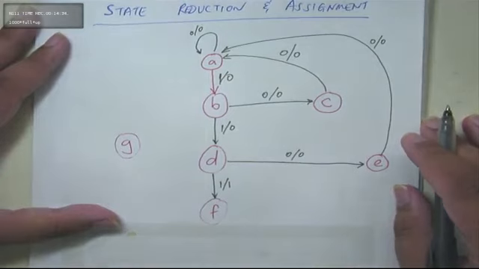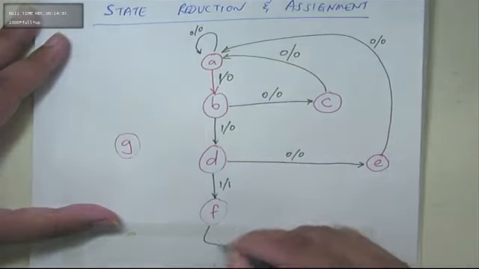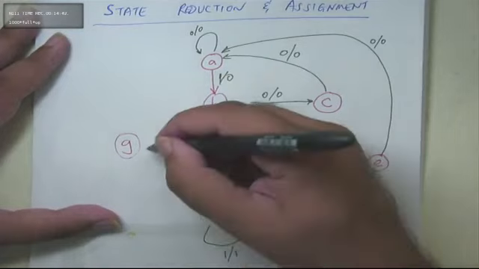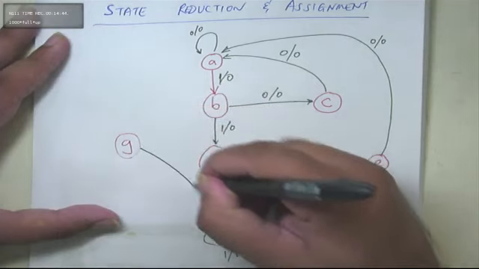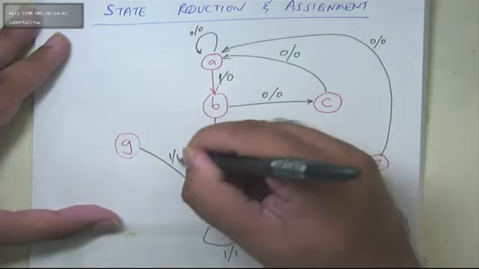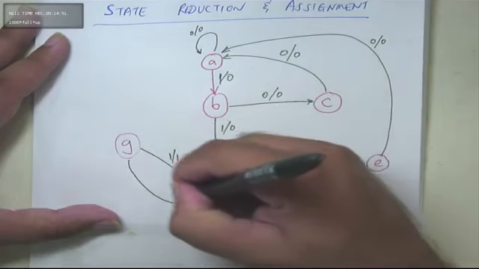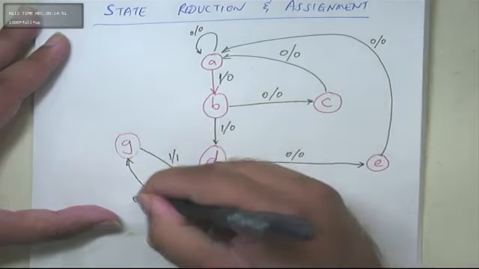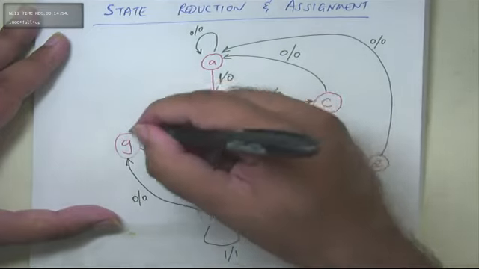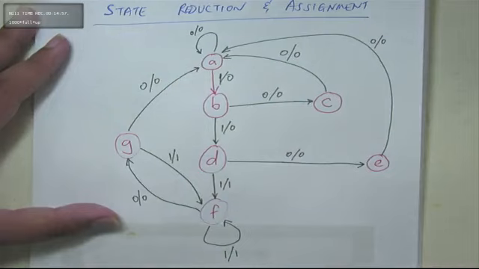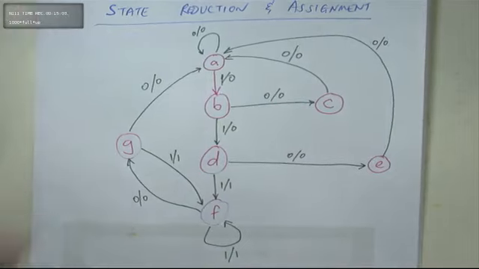All right. Okay. This goes back up. That's a 1 1. That's a 1 1 from here. That's a 0 0. 0 0, 1 0. All right, there we go.